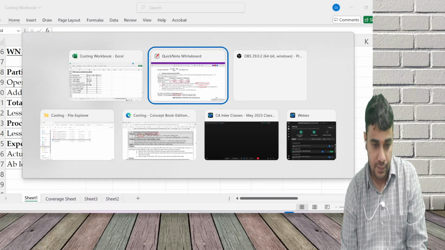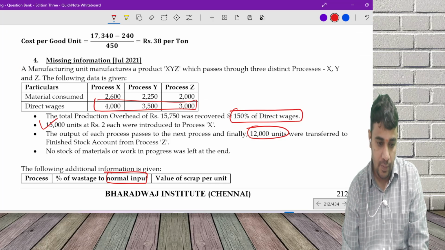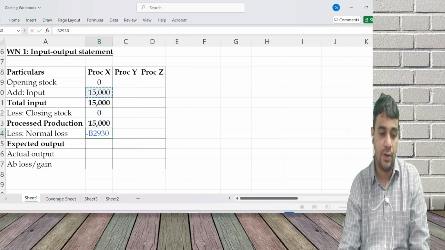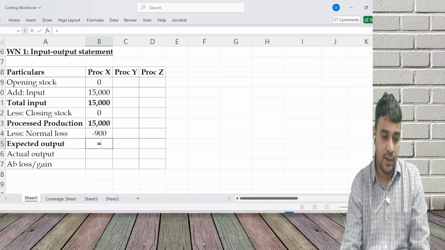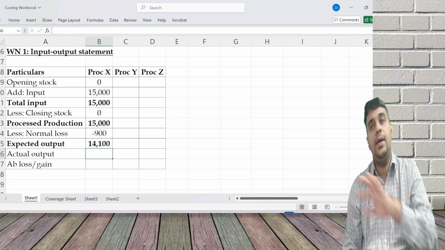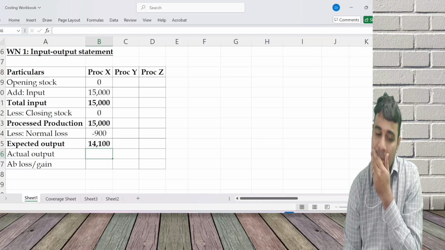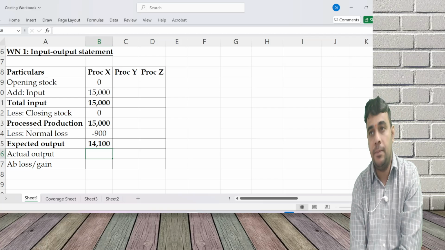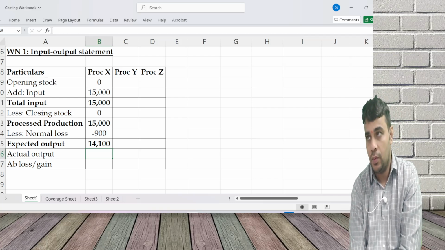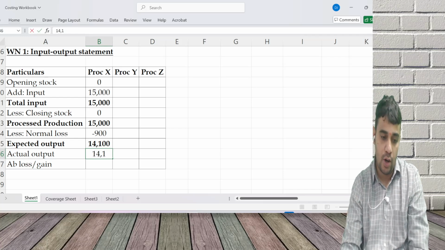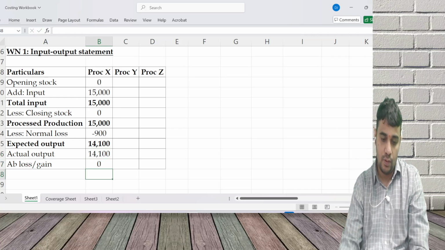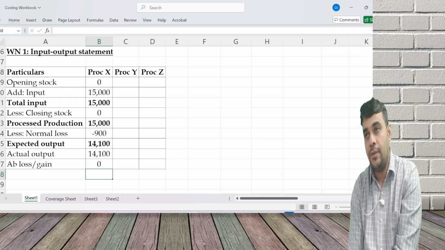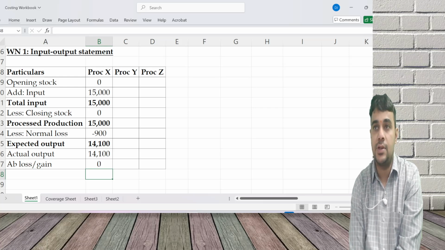Normal loss, how much? 6% of input. You take it on any of them, doesn't matter. You will learn about stock in the equivalent units question. Expected output 14,100. Is the actual output given? No. Assumption: no abnormal loss, no abnormal gain. But process Y is going to be very tricky. Any doubts till this?